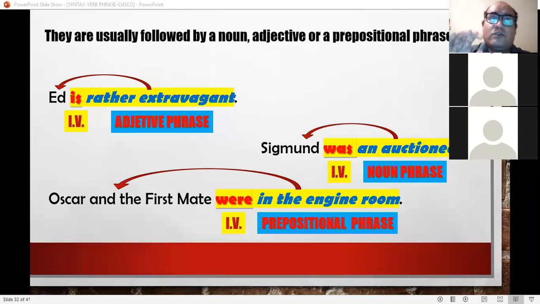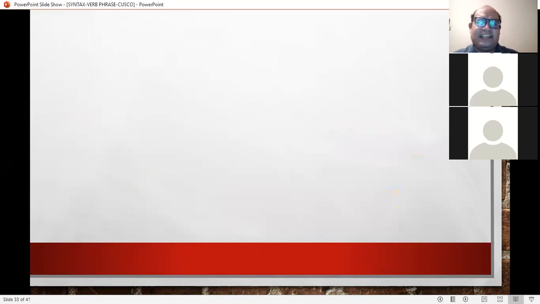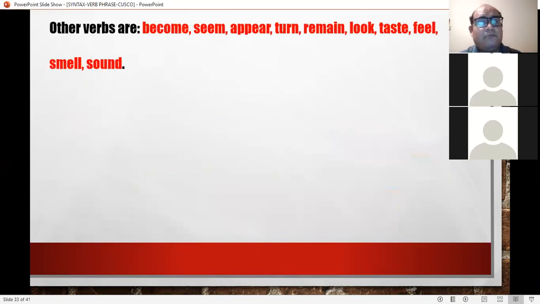So here we have different kinds of lexical verbs. The intensive verbs: you know the verb be, but we don't know how to call it in a syntactic analysis, the term we use when we classify verbs. So don't forget. But be is not the only one. We have other intensive verbs like become, seem, appear, turn, remain, look, taste, feel, smell, and sound.